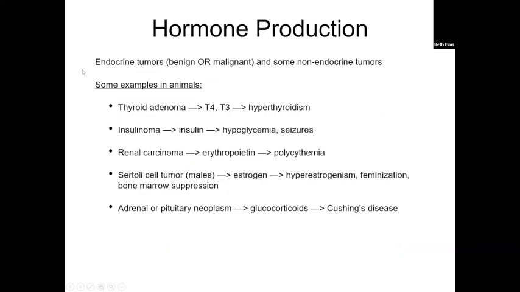Hormone production. So tumors of endocrine origin, either benign or malignant, can produce hormones, as well as some non-endocrine tumors. So some of the more common examples in animals, a thyroid adenoma, is that benign or malignant? Benign, thank you. What species usually gets thyroid adenomas? So overproduction of T3 and T4 by the neoplasm leads to clinical signs of hyperthyroidism. Insulinoma, benign or malignant? What's the cell type of origin? Beta cells. Can't fool you guys.